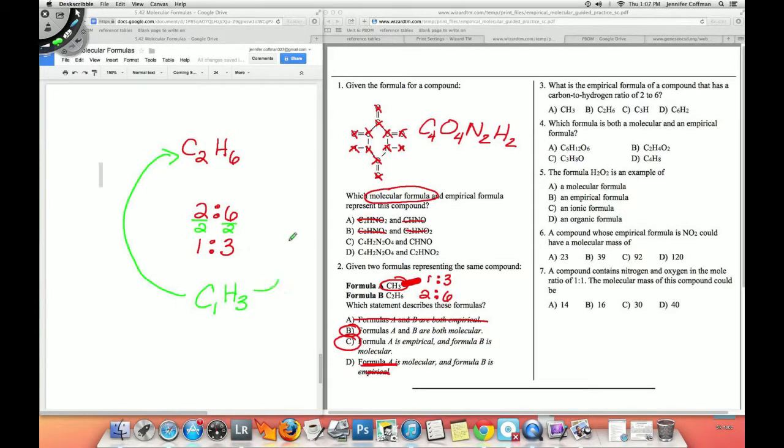If this was the molecular formula, this would be the empirical formula. So now let's go back to our answer choices over here, and let's see if we can find one that says CH3. And there it is. Okay, so now again, look at this question. This kind of contradicts this question right here.